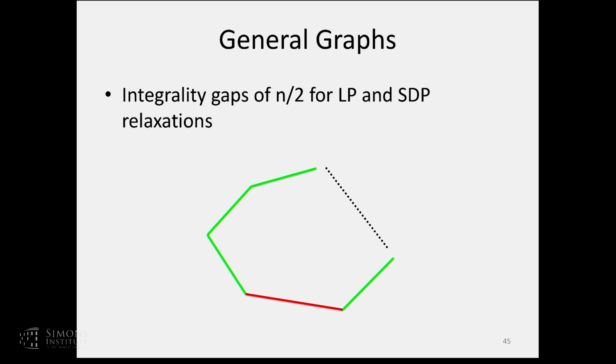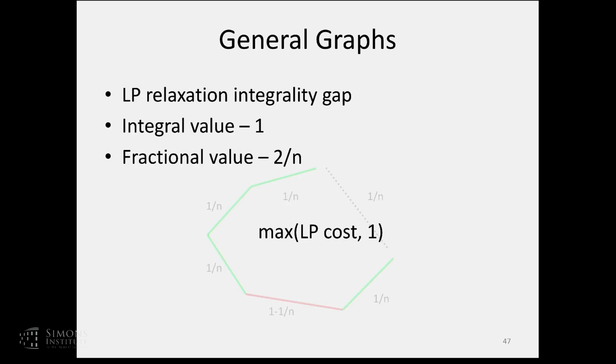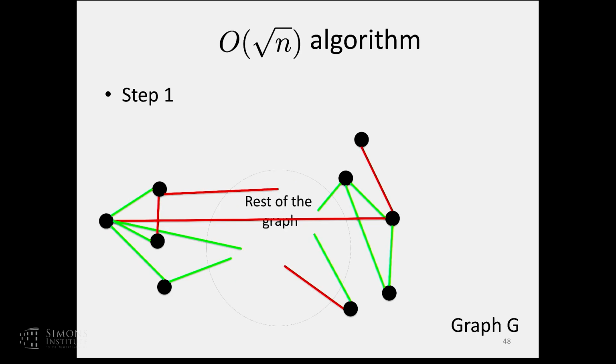In a fractional sense, every vertex has 2 over n mistakes incident on it. But of course, integrally, we have to make at least one mistake. Okay? So we're going to do a simple modification. For now, just think of all the costs as being either, if the edge exists, the cost is 1. Okay? We want to deal with general weights, but let's not worry about that. Let's just take the max of the LP cost and 1, and use that as our lower bound. And we show that this lower bound is within a factor of root n of the right answer. Okay? So I'm going to tell you how you get a root n approximation based on this lower bound.